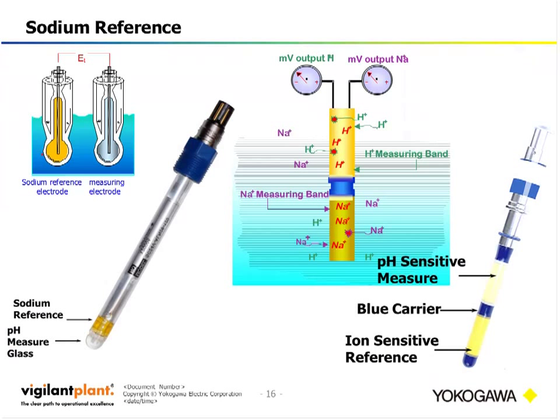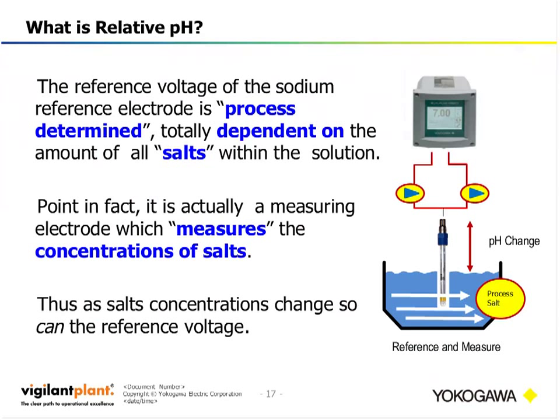Okay, the way Yokogawa offers differential measurement is that we use a sodium ion or salt-ion sensitive reference that is directly in the process. This is different from the glass-on-glass because when we use a sodium reference to measure, what we call is relative pH, not absolute pH. The sodium electrode is not an absolute measurement of pH because it is not an actual reference electrode, which supplies a constant reference voltage. For this sensor, the reference voltage of the sodium electrode is process determined or dependent on the amount of all salts within the solution.